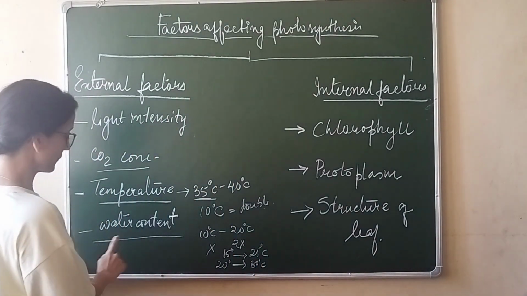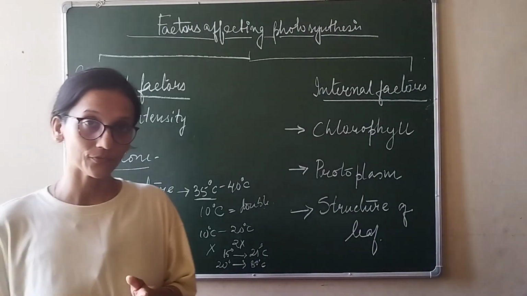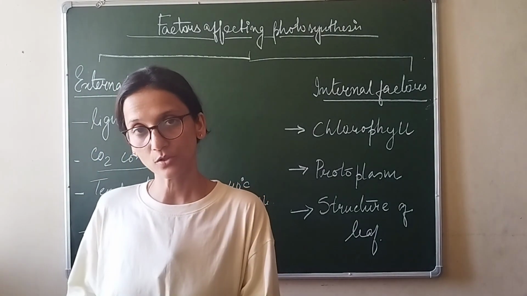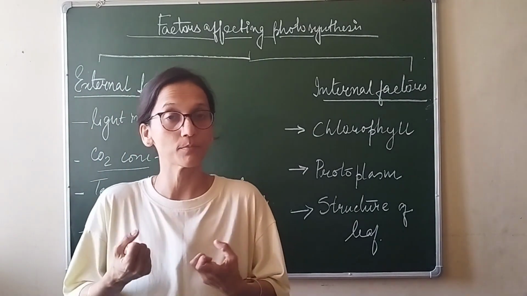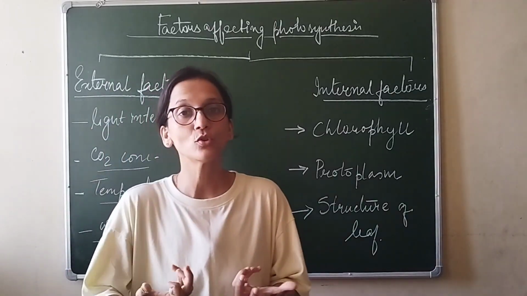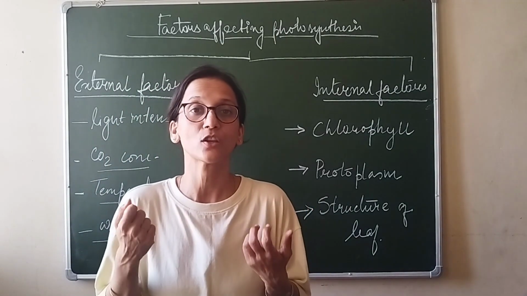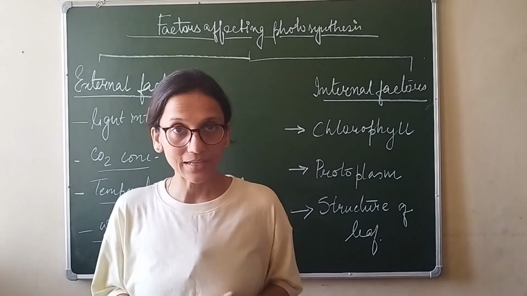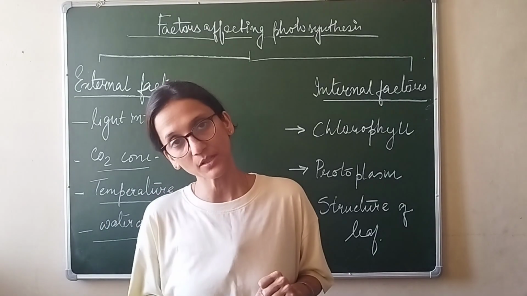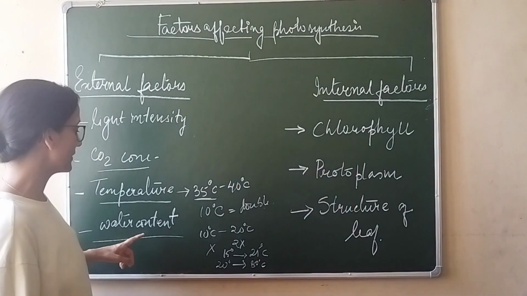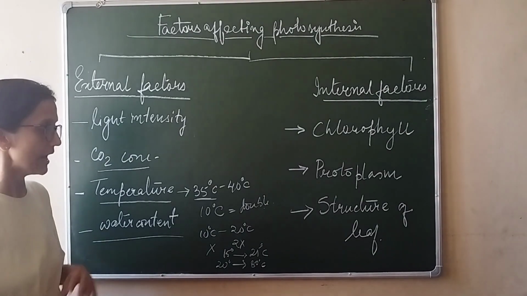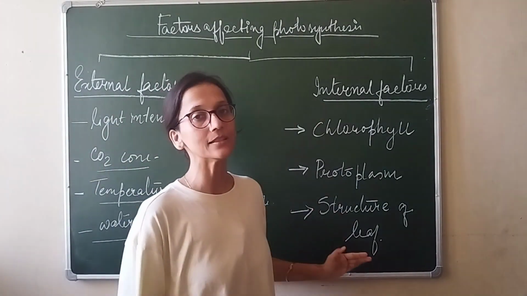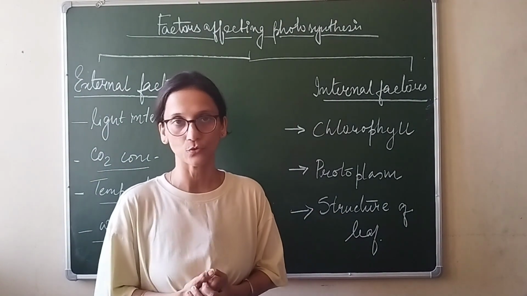And the last factor is the water content. So if there is not enough water in the soil, or for some reason the rate of absorption of water by the roots has gone down, then in that case it can cause stomatal closure, as a result of which there will be less absorption of carbon dioxide from the nature, and this will again adversely affect the rate of photosynthesis. Now let us discuss which are the internal factors that will increase the rate of photosynthesis.